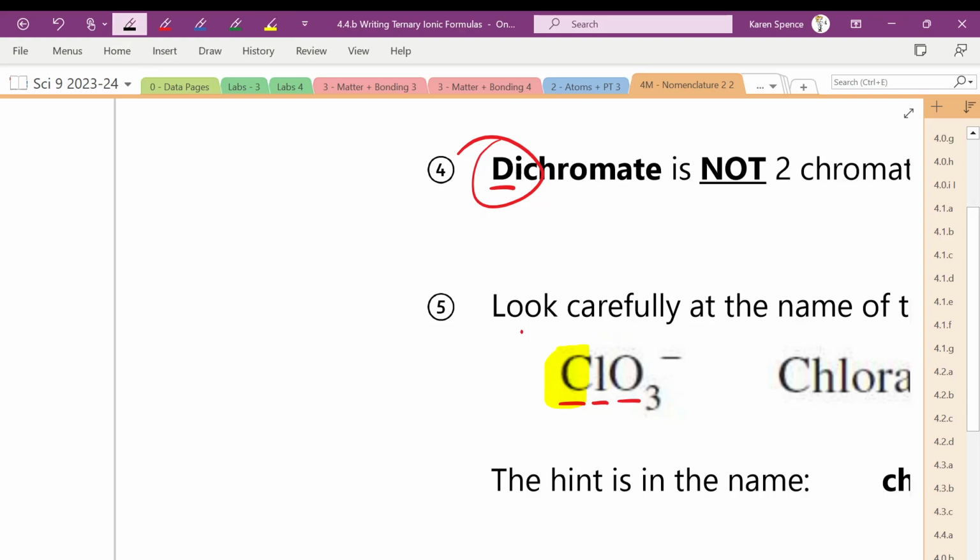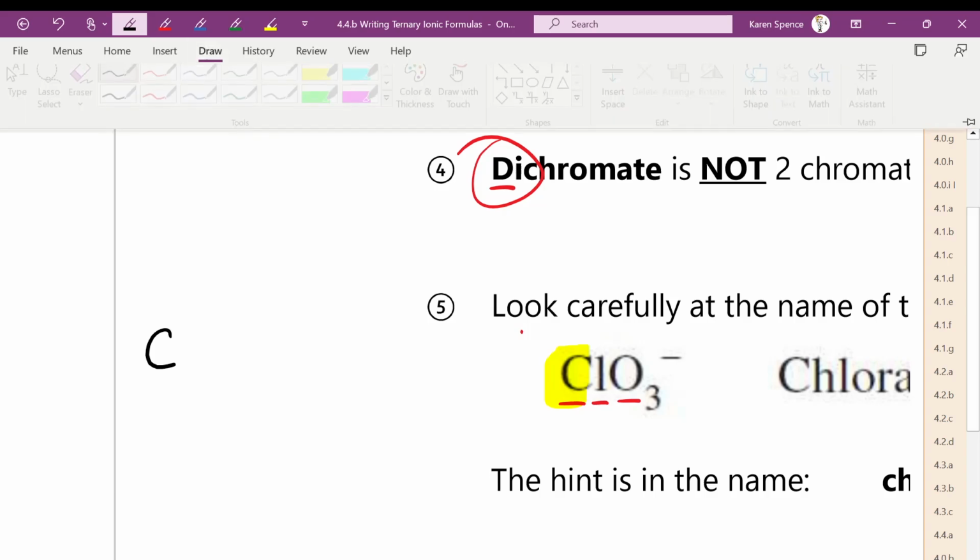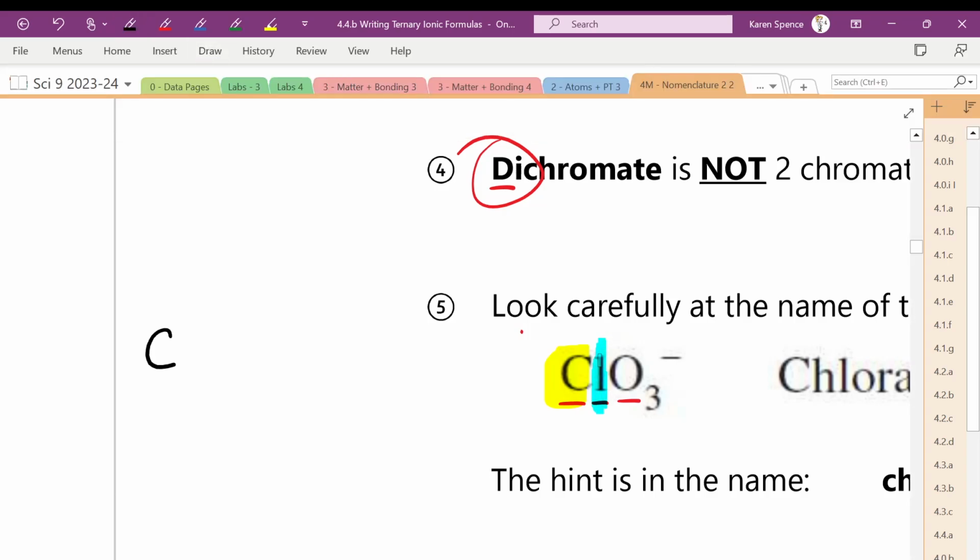The first letter is not cation. The first letter is just C. That's all I'm looking for. What is the second letter? Is that an I or an L? That is an L. And then we have an O. So it is ClO3, not CiO3.